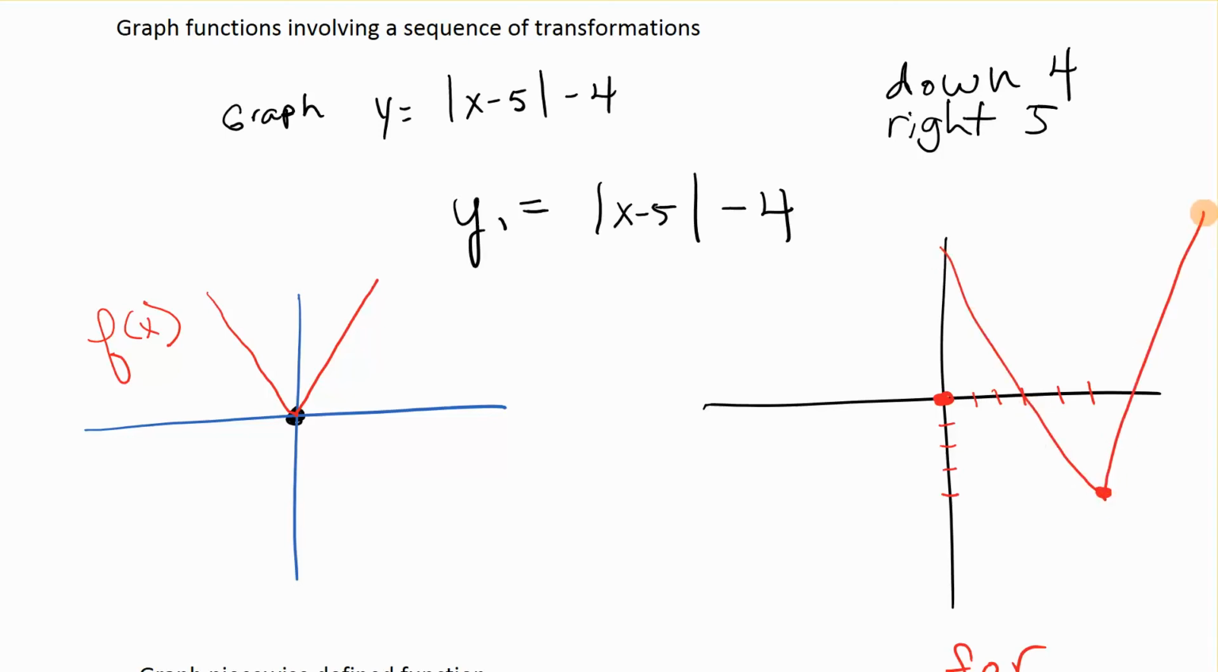In your test, you may have something where you don't even know exactly what the function is, but they might tell you to move it this way, and it would have something in parentheses, something added or subtracted. Remember, this piece that's added or subtracted down here goes up and down. Negative goes down and positive goes up. This piece goes left or right. So you'll pick a vertex or a main point and move it in these directions, and then you should be able to find your graph. Okay?